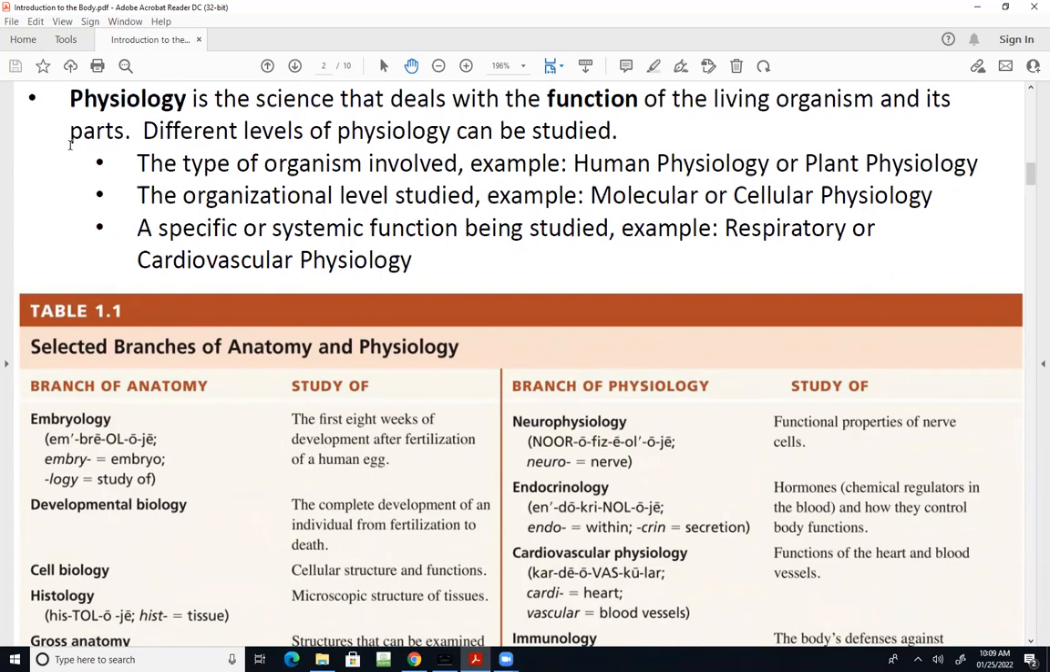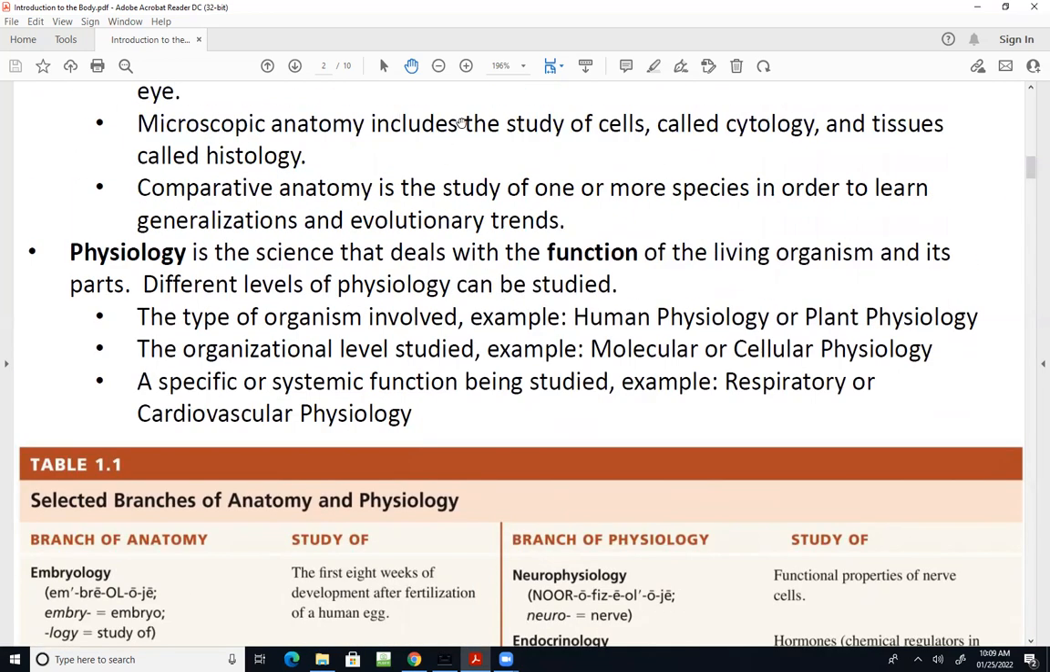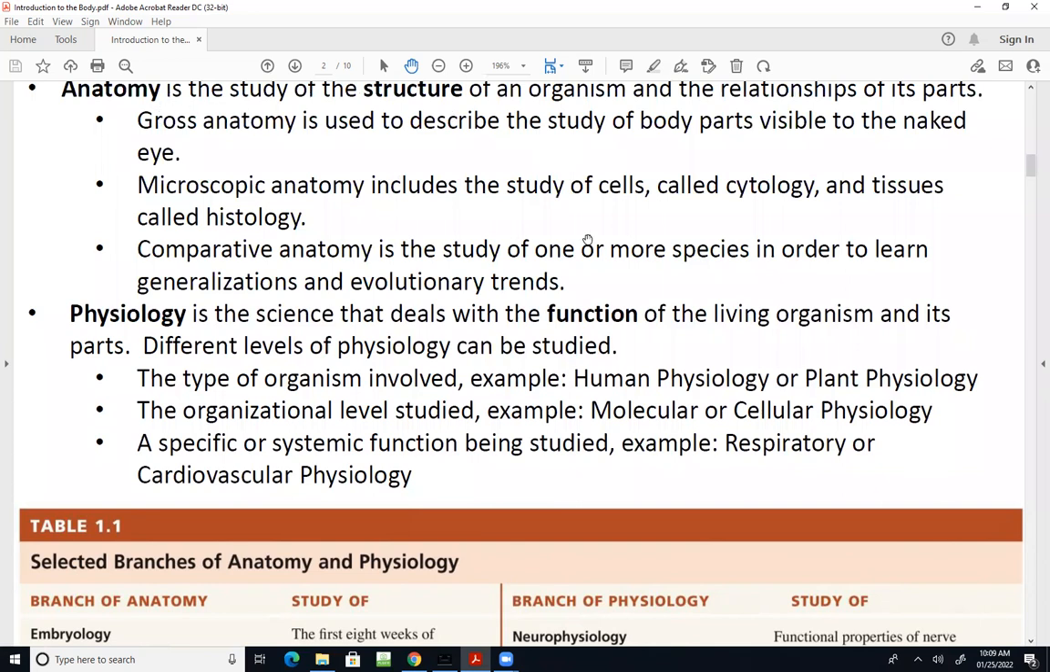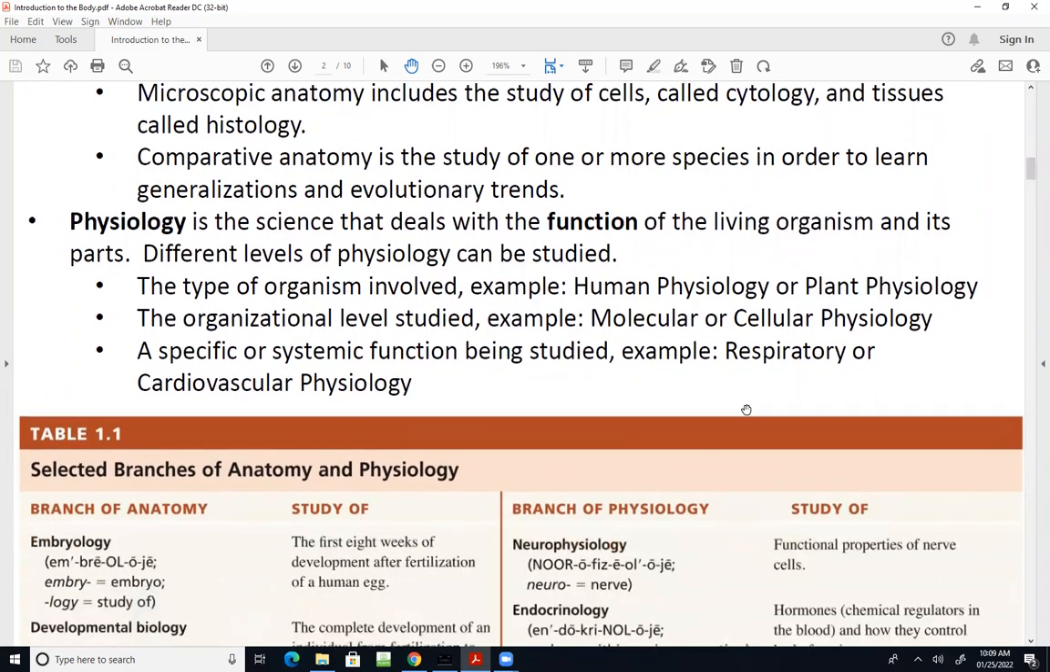So in other words, anatomy is more of like identifying this part. Physiology is understanding what that part does. Okay, so structure, key word for anatomy, function, keyword for physiology.